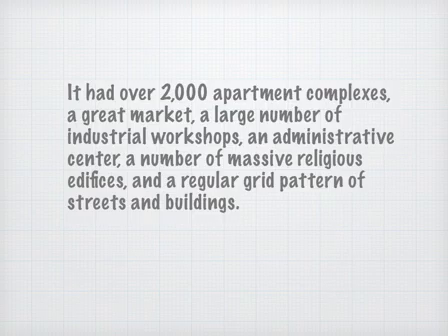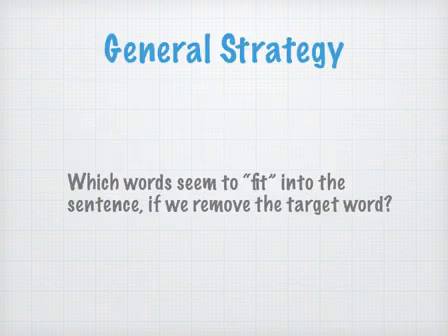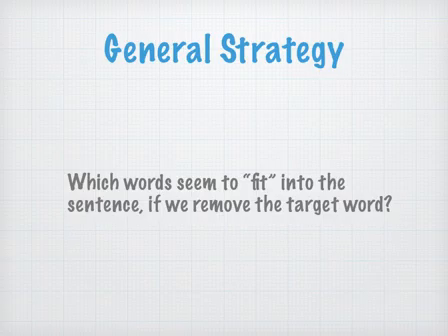So we can see there's a big long list here. There's the word large and the word massive is used a couple of times. We're talking about a couple of different things. We're talking about apartment complexes, industrial workshops, administrative centres, and religious edifices, as well as talking in general about the streets and buildings that are around the area. So when we're talking in terms of general strategy, it's usually useful to remove the word from the sentence and see which words seem to fit into the sentence after we've removed it.